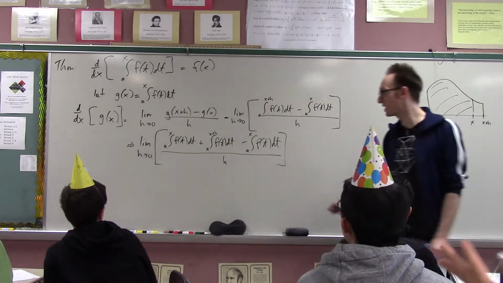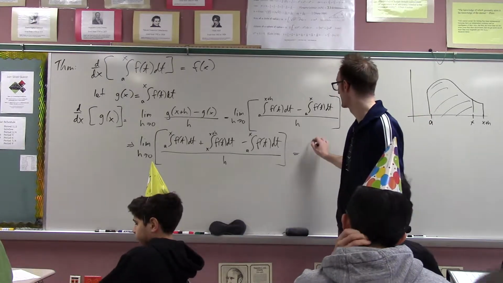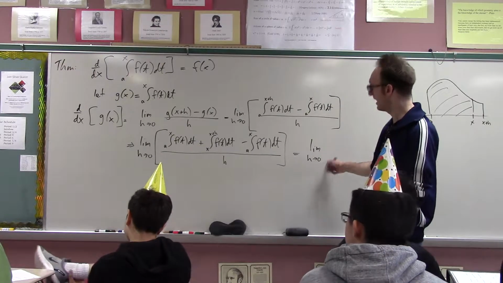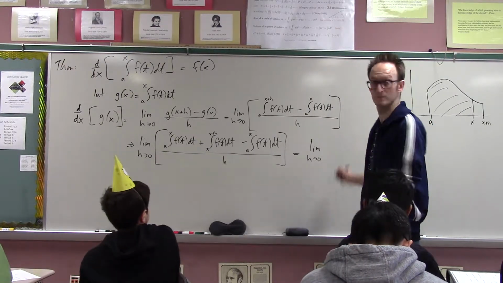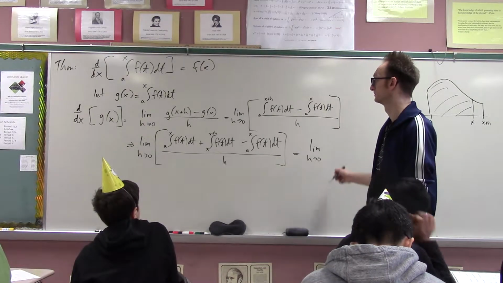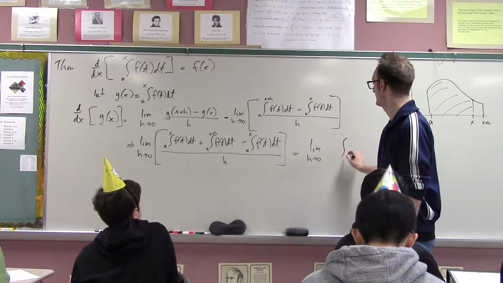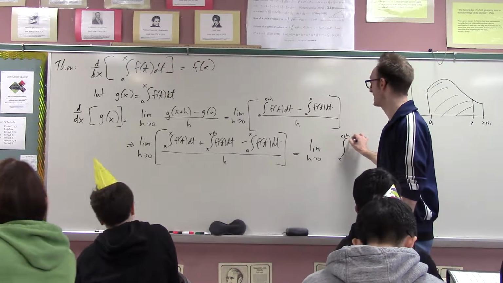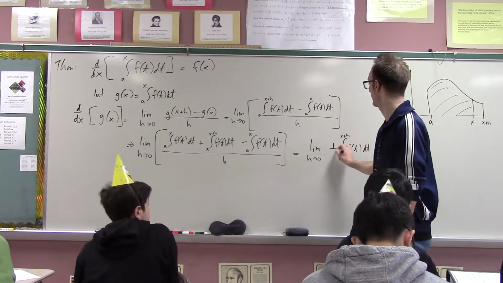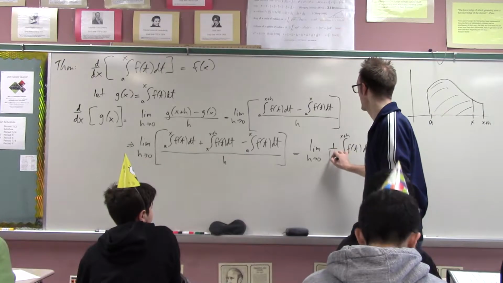Okay, and so what falls out of that numerator is exactly what the picture suggests. It's the limit as h approaches 0 of the integral from x to x plus h of f of t dt. And then there's just 1 over h chilling on the outside, yeah?